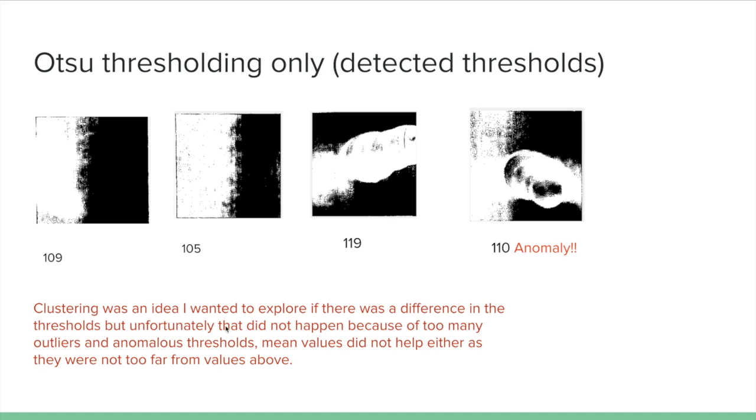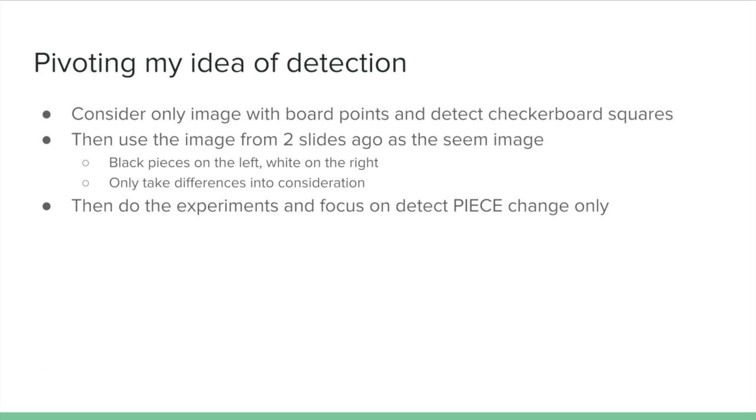And I initially came up with an idea to use clustering to recognize patterns in images that contained specifically white pieces with white backgrounds, black pieces with black backgrounds, only black squares, only white squares. But because of the inconsistent nature of the thresholding itself, I was not able to come up with any algorithms or a clustering technique. So I decided to pivot a little bit.